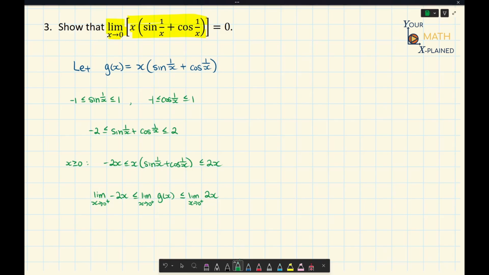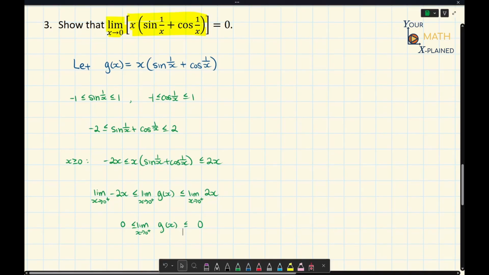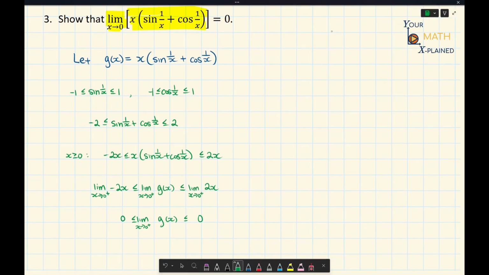So once we substitute 0 in, we get this is equal to 0. This is also equal to 0. The limit that we're interested in is sandwiched in between 0 and 0. I'm going to scroll up just a little bit. So therefore, the limit as x approaches 0 from the right-hand side of our function g of x is equal to 0.